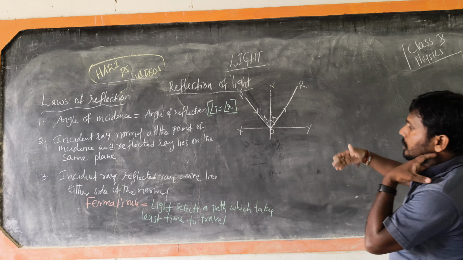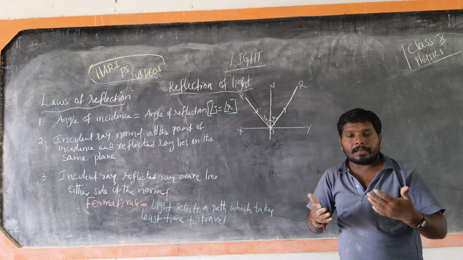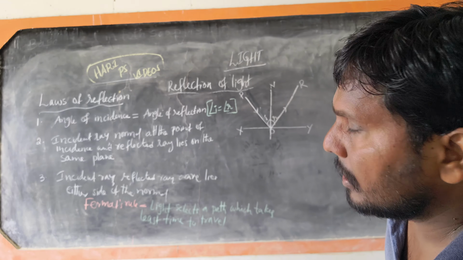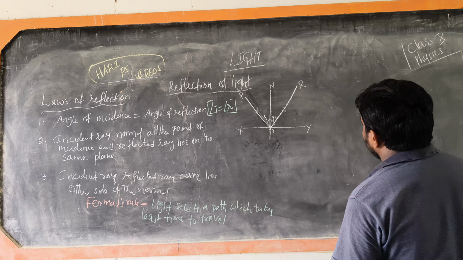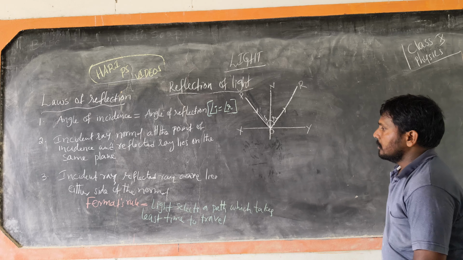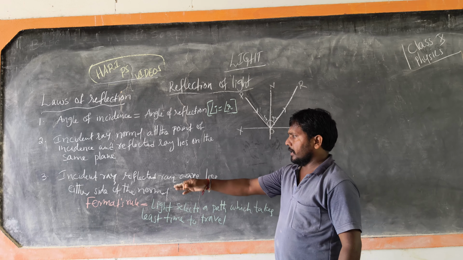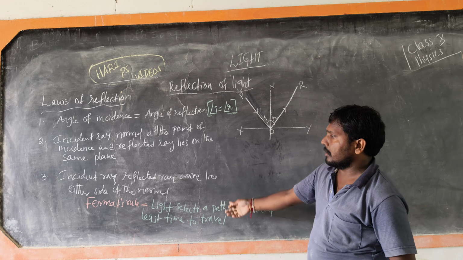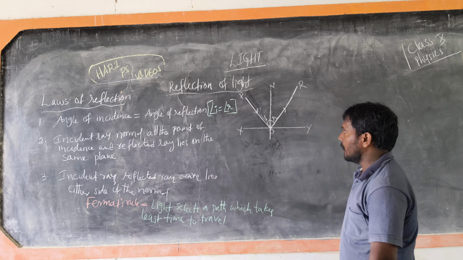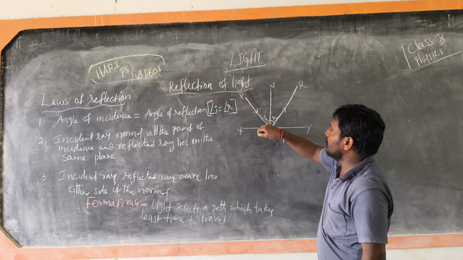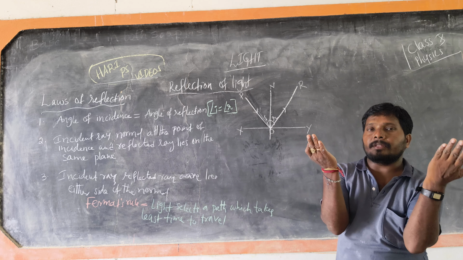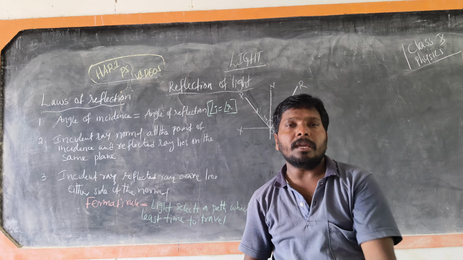The plane where the reflection of light takes place we can call the plane of reflection. The third law: the incident ray and reflected ray lie on either side of the normal, or the opposite side of the normal. This is the normal.